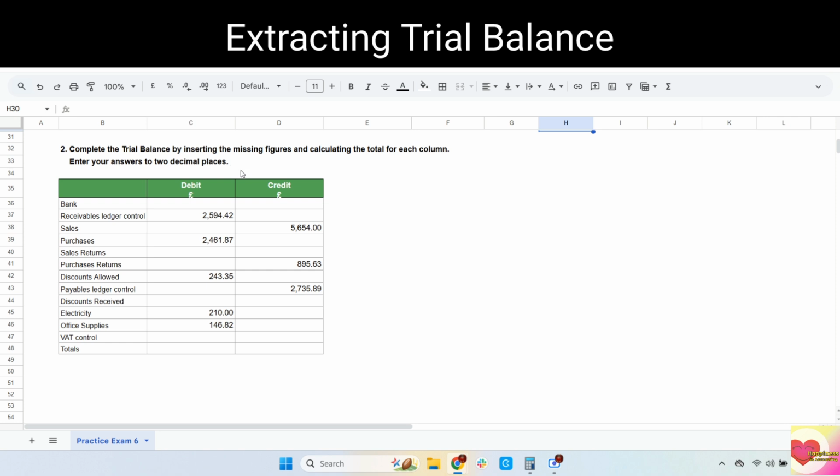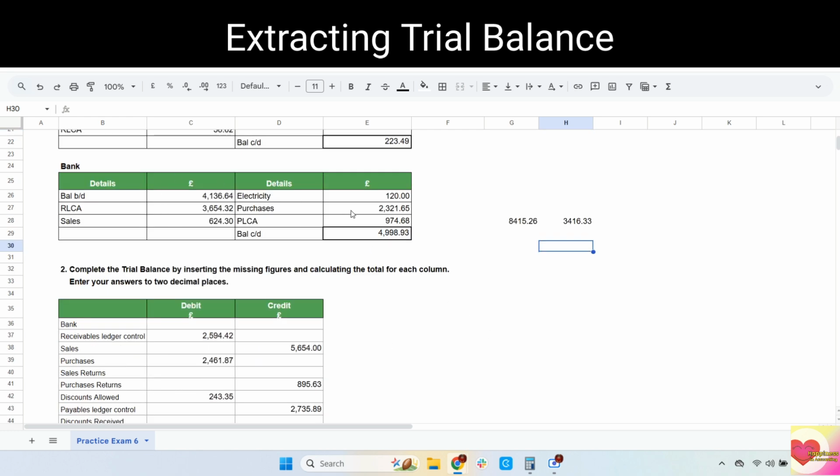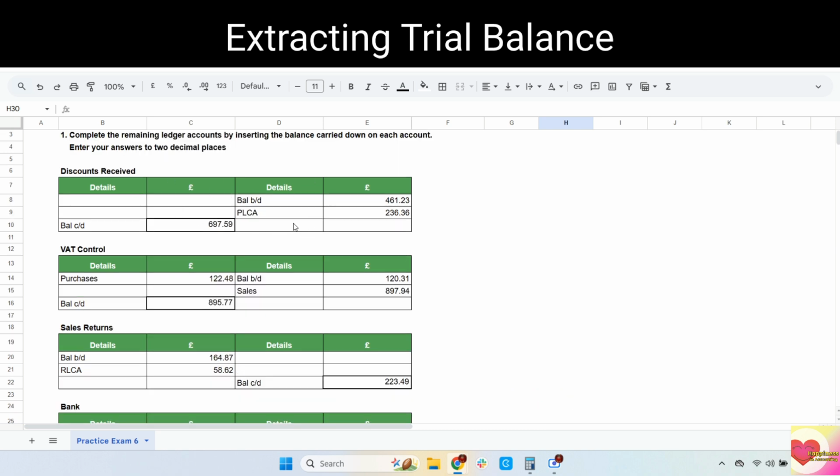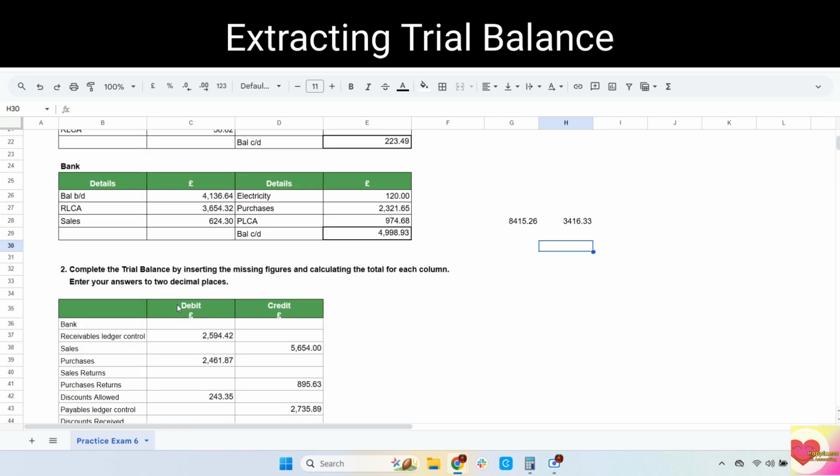So we can see the 4 missing figures, which are the bank, sales returns, discounts received, and VAT control account. And we will enter the balance of each of these accounts that we have just calculated earlier. Now please don't be confused on which side you have to put the balance of these accounts, either debit or credit. Remember that the figures that we enter in the trial balance are the balance brought down of each account, not the balance carried down.